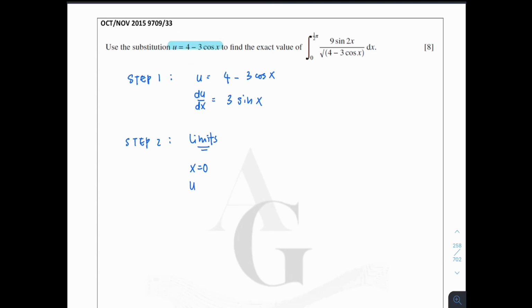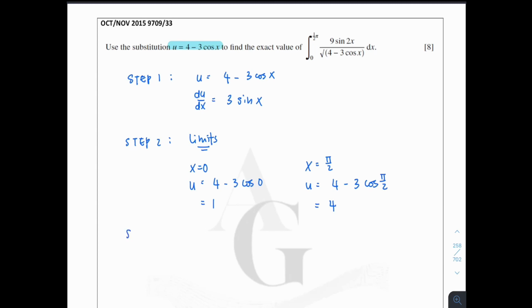So u should be equal to 4 minus 3 cos 0, which is equal to 1. Second limit, x equals pi over 2. Same thing, you substitute the pi over 2 into the u. So we'll get u equals 4 minus 3 cos pi over 2, and hence, you will get 4. This is step 2.